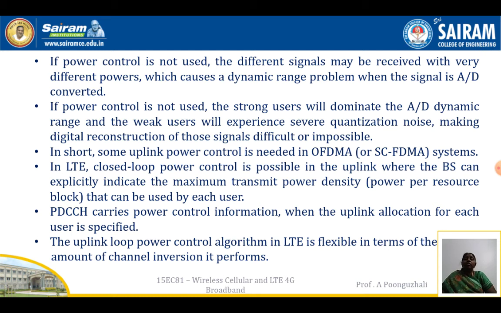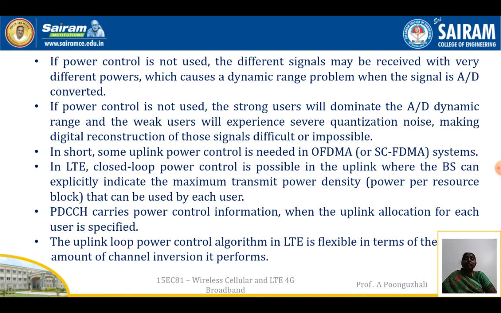So here we are going to use closed loop power control. Closed loop power control is possible in the uplink, where the base station can explicitly indicate the maximum transmit power density that can be used by each user. Closed loop means I get feedback from the other device, and based on that feedback I can control the power.